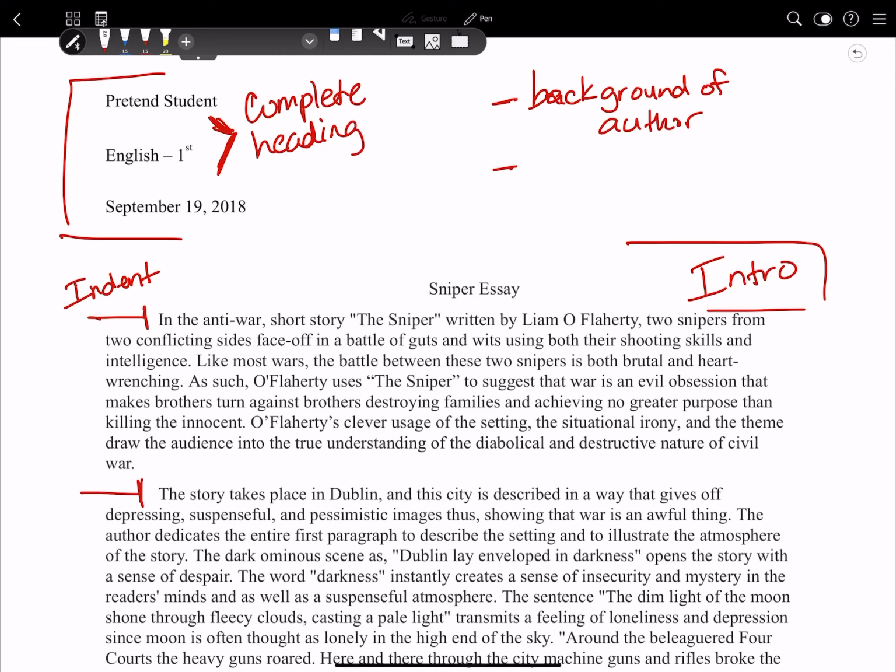You could summarize aspects of the story. Summarize the story, maybe not everything about it, but the overall idea, okay? You could start with a quote.